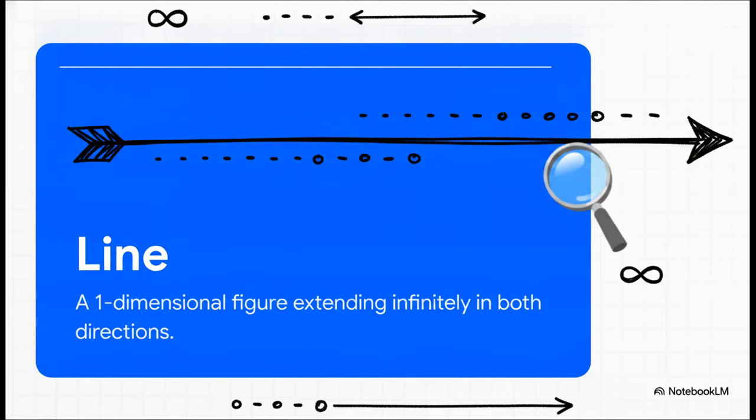Now, what happens if you take that point and stretch it out forever? You get a line. A line is perfectly straight, one-dimensional, and has absolutely zero thickness. But the real kicker here, it extends infinitely in both directions. In geometry, we show that infinite stretch by putting small arrows on both ends. It just keeps going and going.